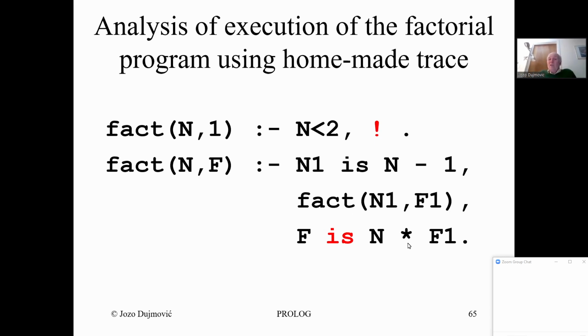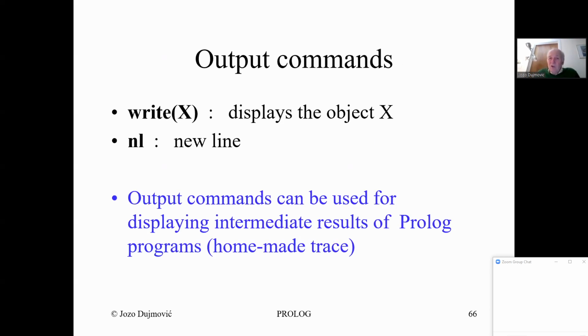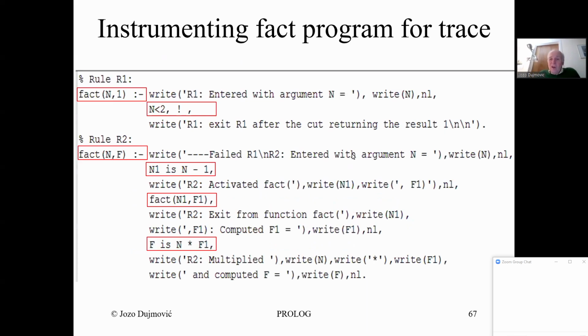Now, the question is that this is not very simple. And if you want to see how this works in detail, what you can do is to instrument this program with write statements so that you can trace that. So the next question is how to instrument. Well, use the write command, a new line, nothing particular. So what I have here is a program that is instrumented for trace. So, the instrumented factorial program for trace.